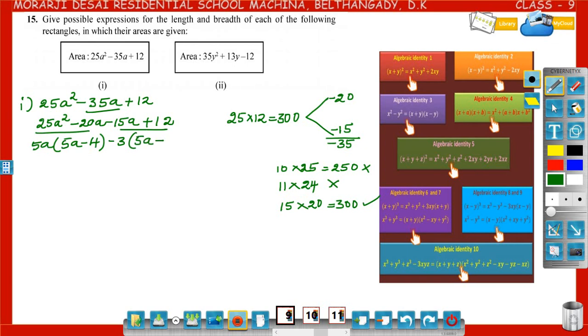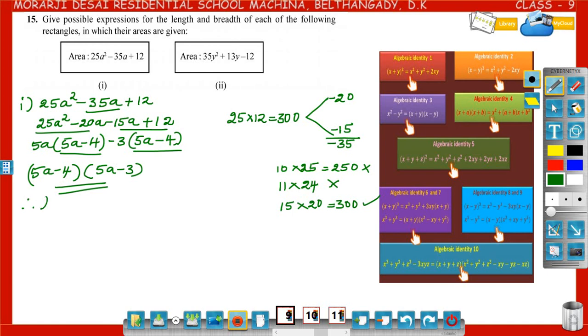Then 5a minus 3, 4 threes are 12, because minus is outside the bracket, so this sign changes. Minus into minus is plus. Now 5a minus 4 is common. Then 5a minus 3 remains. This is the factorization of 25a square minus 35a plus 12. Now if the area is 25a square minus 35a plus 12, then the length and breadth are 5a minus 4 and 5a minus 3.